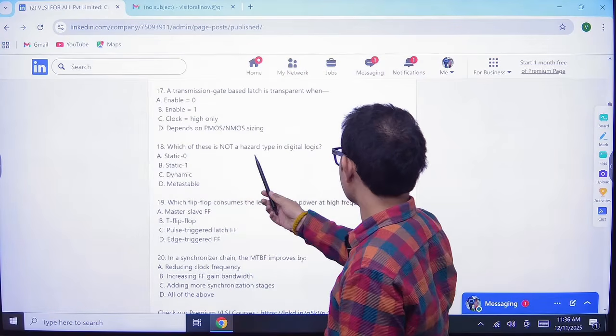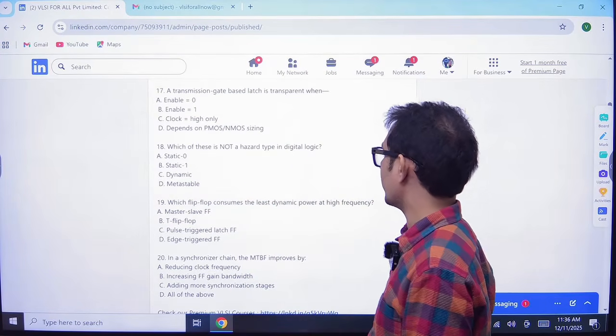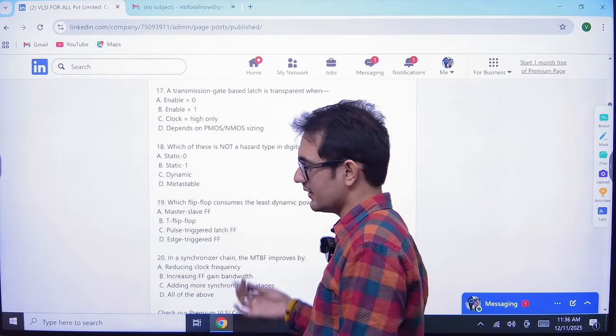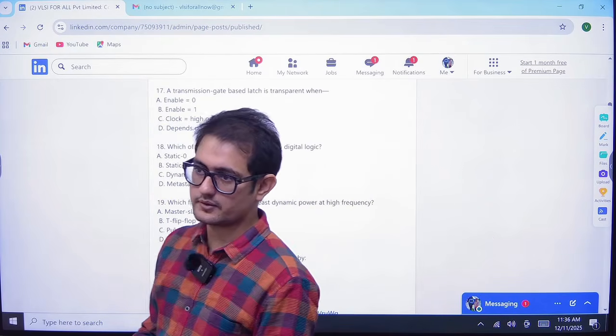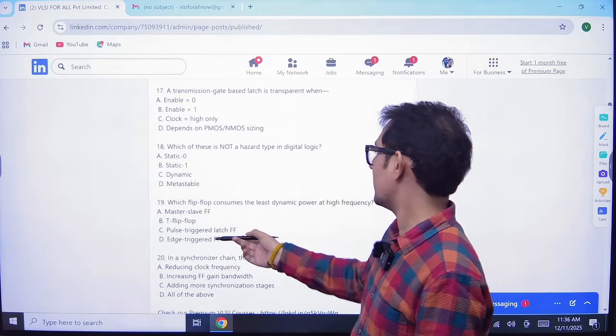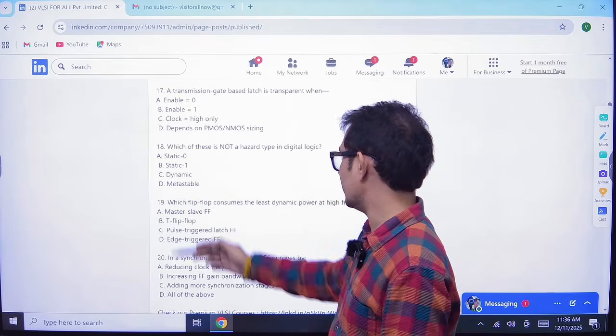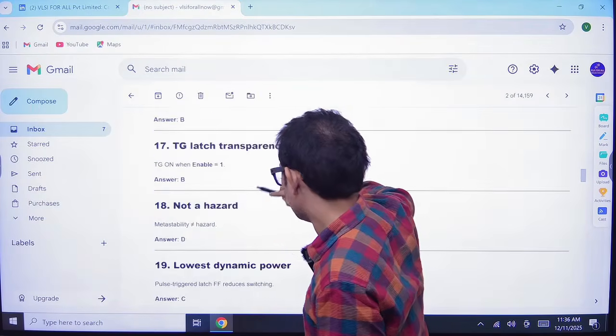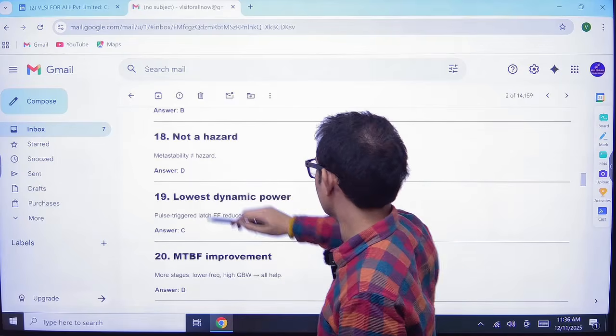Which of these is not a hazard? Okay, we have the static hazards, dynamic hazards, static 0 hazards, static 1 hazards, but metastability is not a hazard, right? So the answer is D. Answer is D, right?